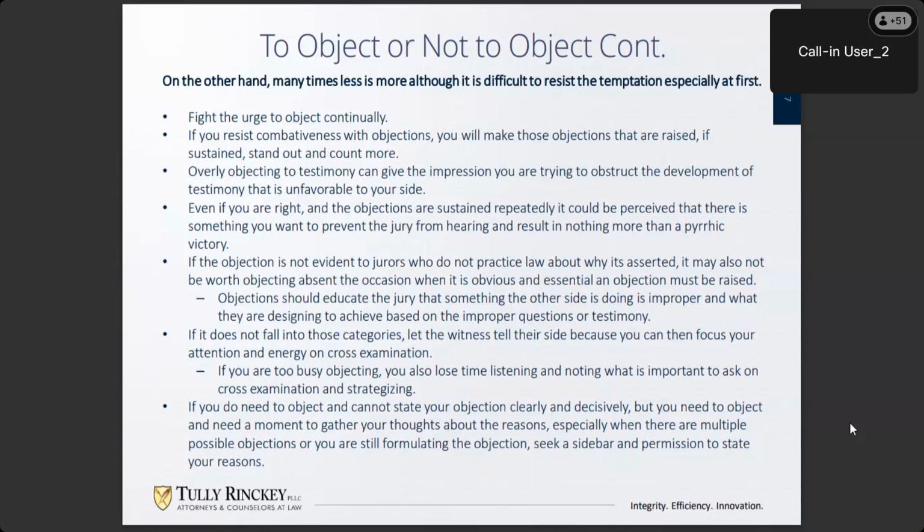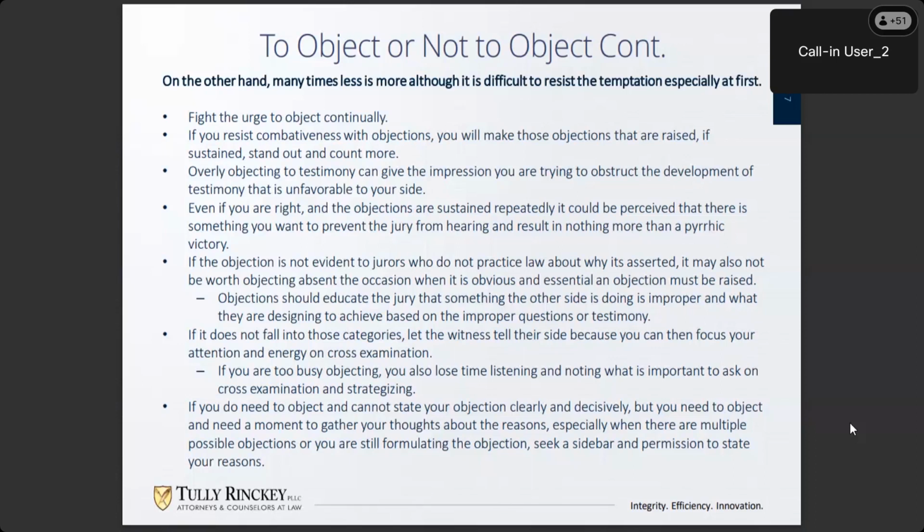So if it's not critical and not one of those points that I mentioned, it's better addressed at cross-examination. But of course, there are always exceptions, and I leave that to your judgment. Objections should educate the jury that something the other side is doing is improper, and what they are designing to achieve. Those types of objections are really helpful because they do educate a jury that otherwise doesn't practice law and may not know why the objection is being asserted.